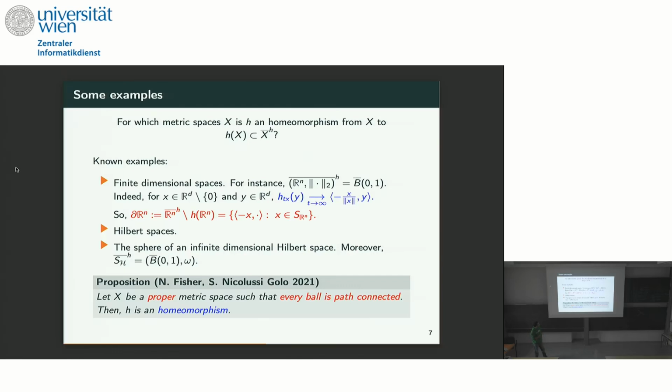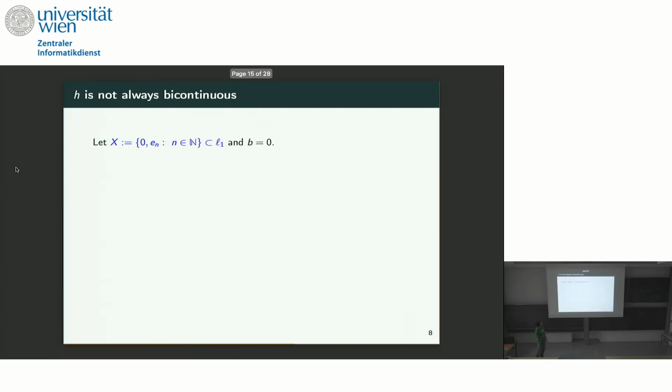Here, I want to say that the Horofunction extension is sensitive to the distance, or to the norm in our case. So the fact that it is a compactification for Euclidean space does not immediately imply that it will also be a compactification for any finite dimensional normed space. But it's not always bicontinuous. Otherwise, we would not be having this talk today.